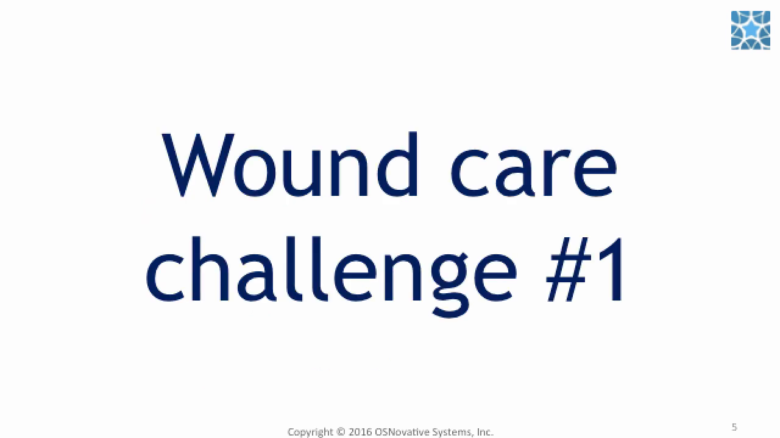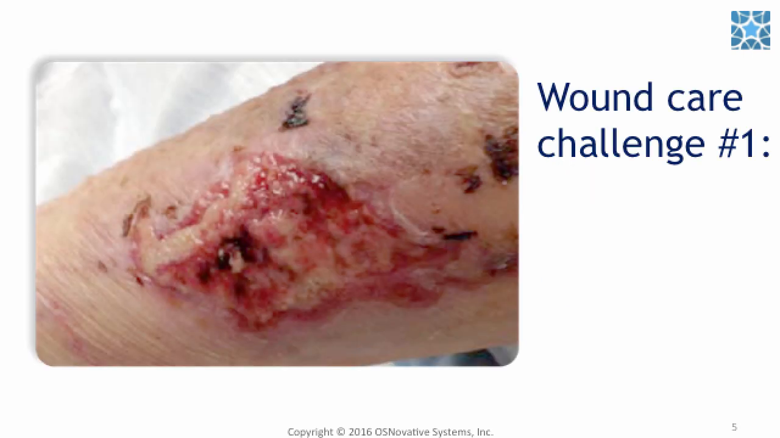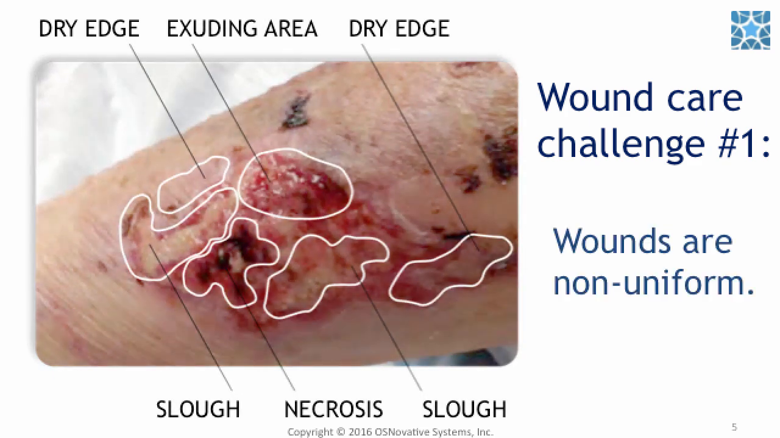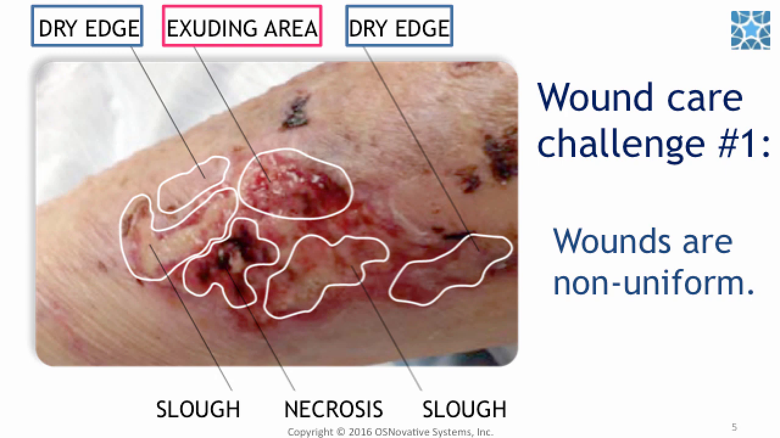Today, the number one wound care challenge that medical professionals face is that wounds are complex, non-uniform systems, and treating an unstable system is very difficult. Various wound tissue types and areas with various levels of drainage coexist within the wound. Some parts are dry, some parts are exuding. There are areas of necrosis and slough.